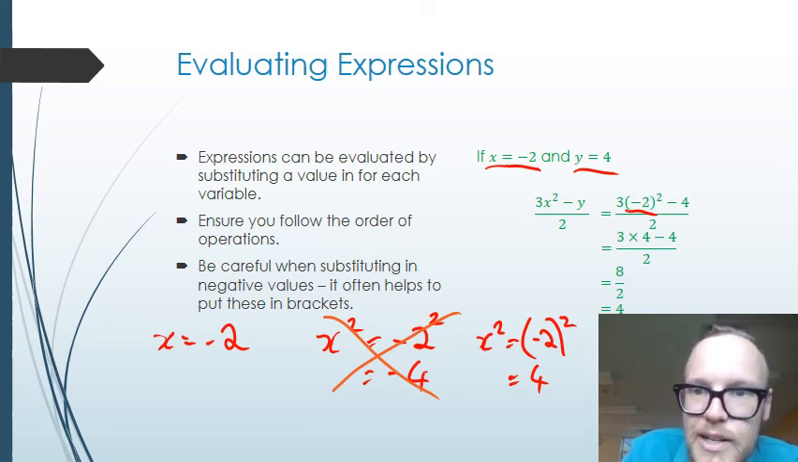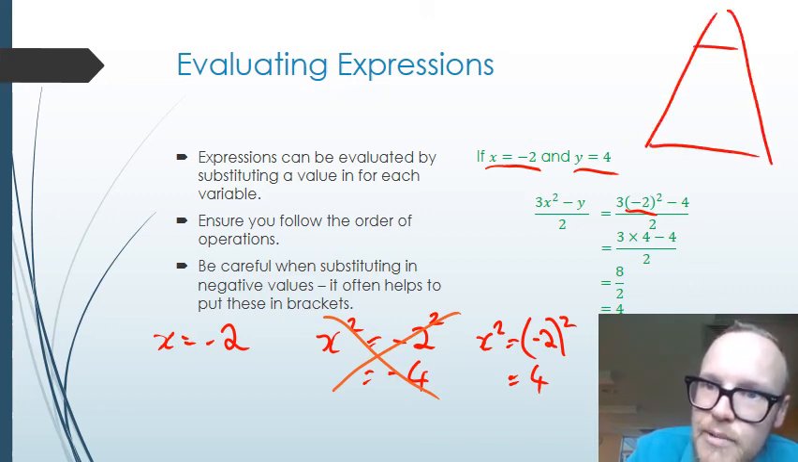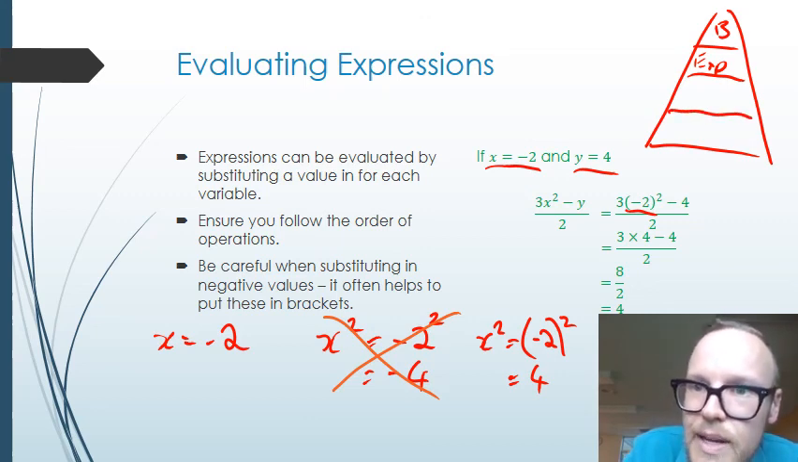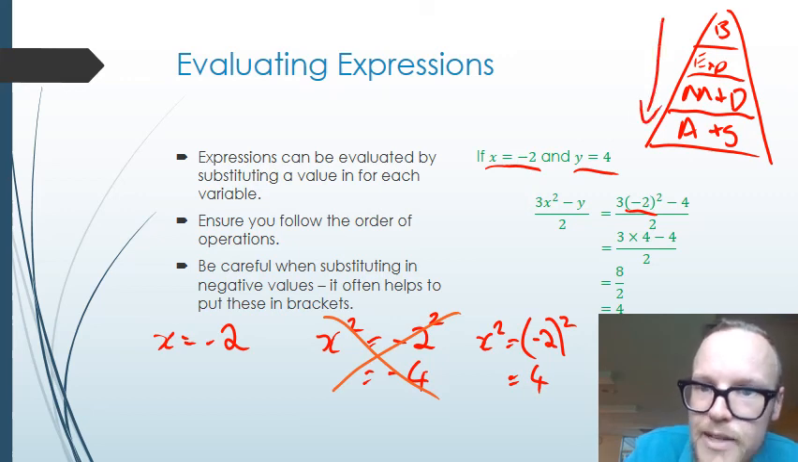Remembering the order of operations, we start out at the very top with brackets, and then we look at indices, so we look at exponents, or powers, whatever you want to call them, powers, exponents, indices, and then we look at multiplication and division, and then we look at addition and subtraction. Okay, so that's our order of operations.